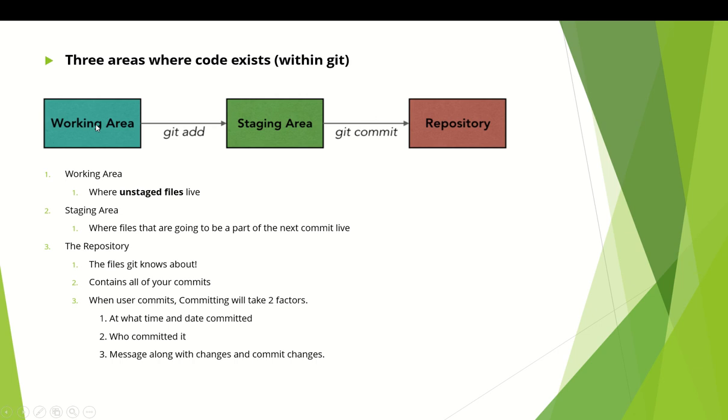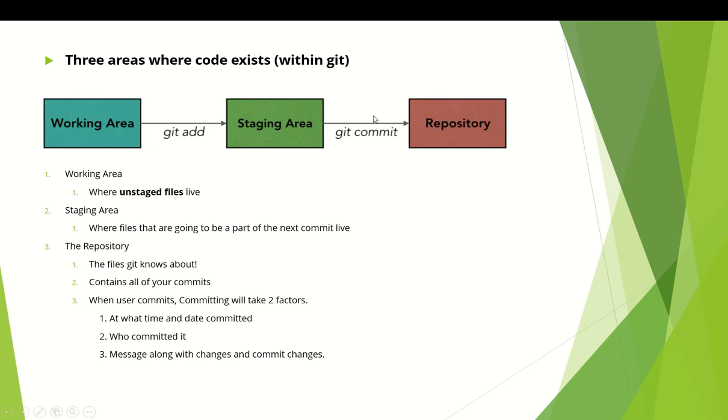The working area is where you can see the unsaved files live. When you want to stage them, the staging area is where files that are going to be part of the next commit live. So when you run the command git add with a message, that will be sent to the staging area, and when you want to commit or save the existing branch to the repository, what you need to run is git commit -m and a message, so that it will be saved.